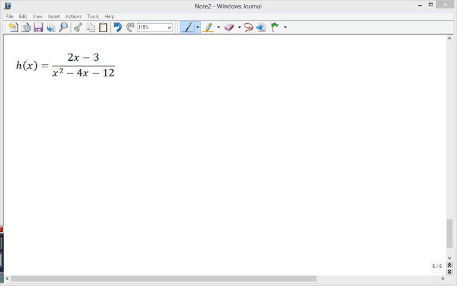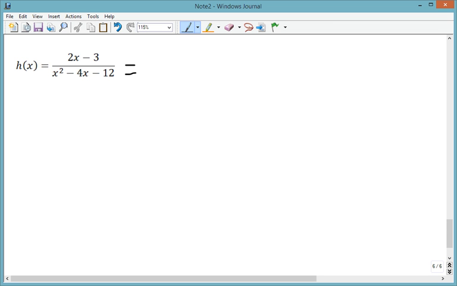Here's one more we're going to look at. I think we have time to look at this one more before we do the quiz question. So when you look at this, let's do all the things that we know. First of all, domain. To find the domain, we have to factor.